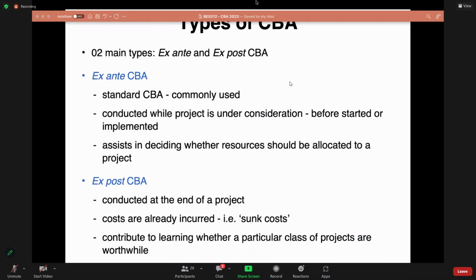But as I was saying, the most common would be this first type, standard CBA, ex ante CBA, where you do an appraisal analysis before you decide to undertake a project.